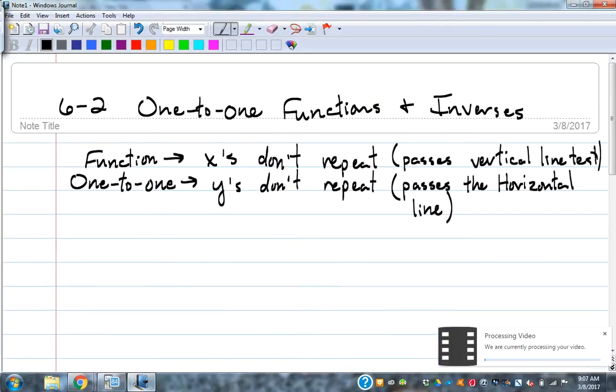All right, so X's don't repeat, Y's don't repeat if you're 1 to 1. Neither of those repeat. All right, so let's talk about what special property there are for 1 to 1 functions.